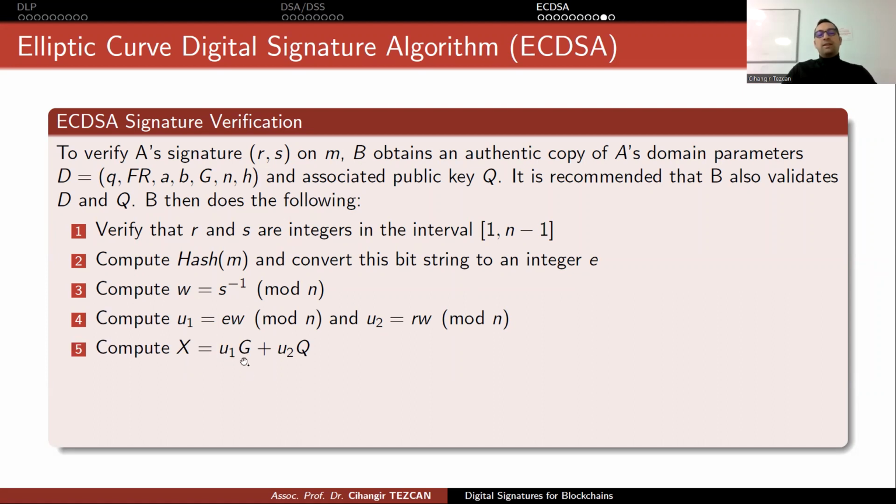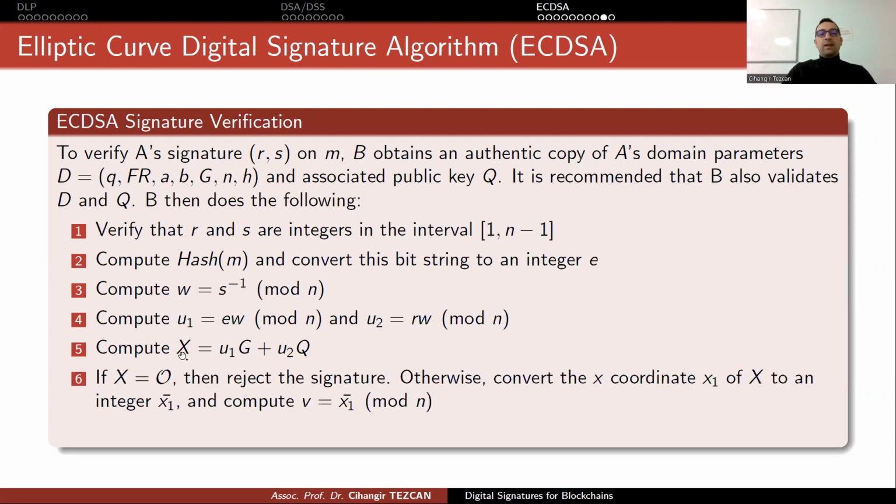At this point, as you can see, this is where things are different. Now I'm performing group operations. I'm adding point G to itself u1 times, Q to itself u2 times, and obtain a point on the elliptic curve X. Now I check. If X is the point at infinity, then I reject the signature. Otherwise, I convert the x coordinate of this point, x1, into an integer, and then compute x1 mod n, so I obtain V. I check if V equals R, which is again coming from the signature.